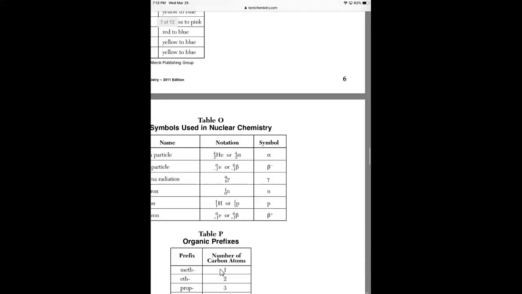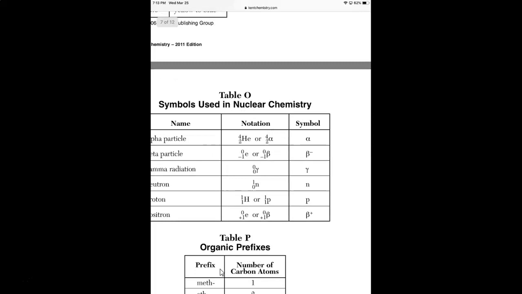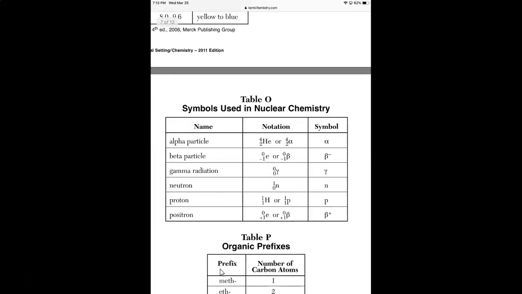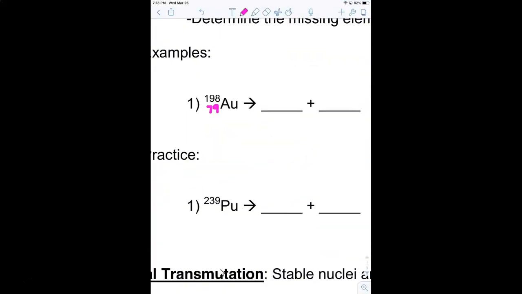Another table that you need to do these questions is Table O. So where do you see the symbol β-? It's a beta particle. A beta particle you can write two ways. I'm going to just pick the first way because that's where I see it. So I have the mass of the beta particle, the charge of the beta particle, and the symbol of the beta particle. Now you need to figure out, when gold gets rid of this particle, it's going to turn into something new. What is it going to turn into?